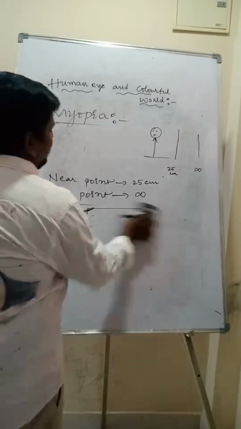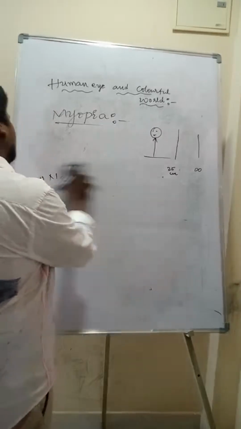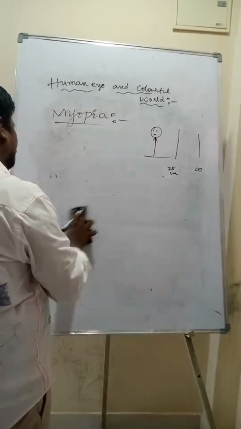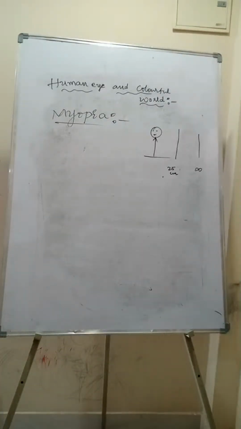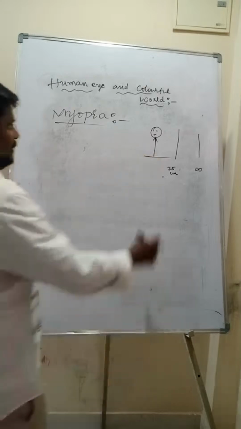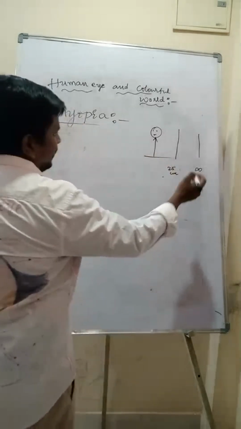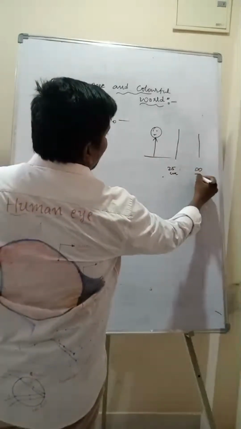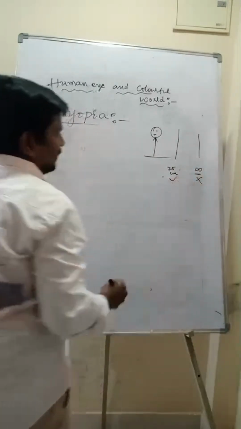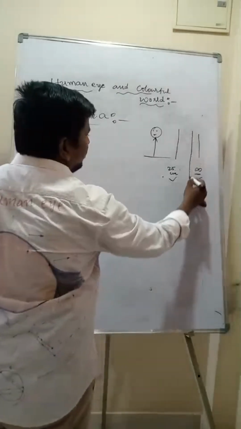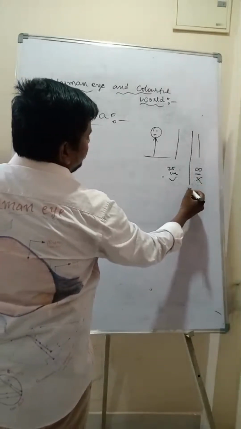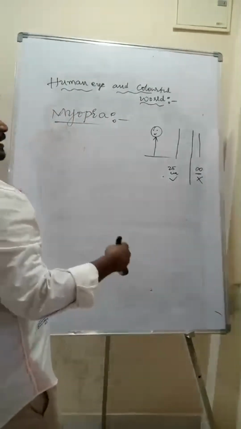Now, myopia. Myopia is where the person can see near distance, but he can't see far distance objects. He can see 25 centimeters, but he can't see the infinity point. He can see this one, but his far point is less than infinity, somewhere here. Below infinity he can see.